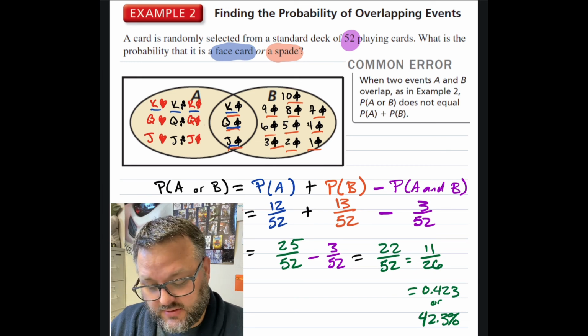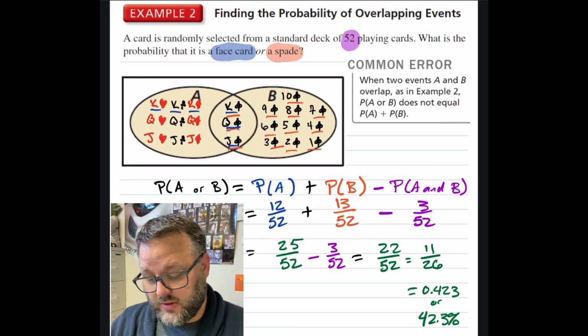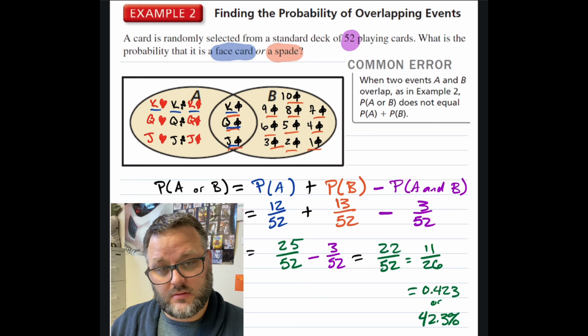But this means that there's a 42.3% chance, almost a 50-50, to be able to pull a spade or a face.